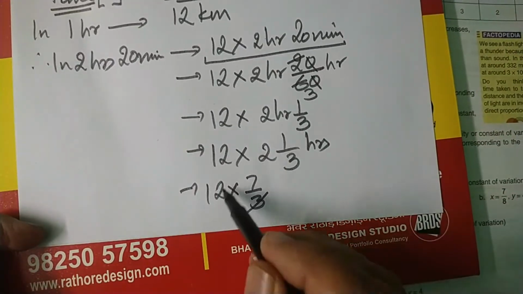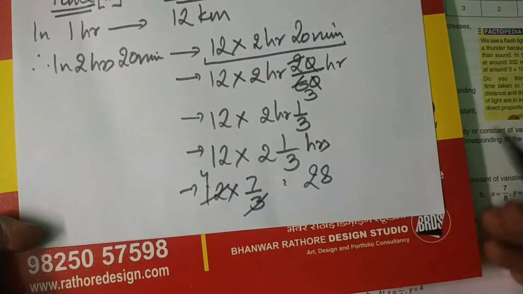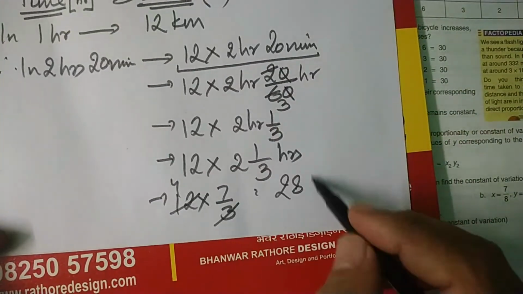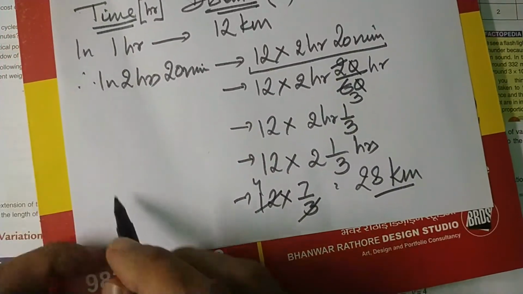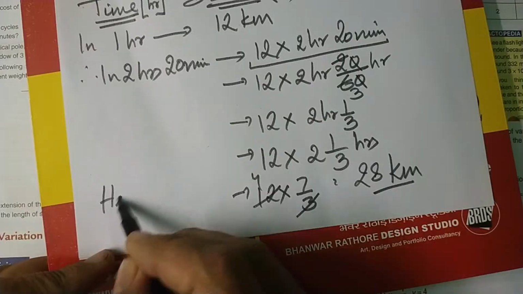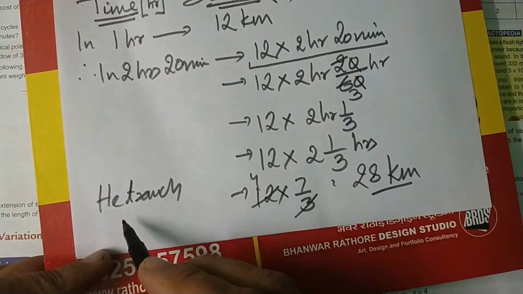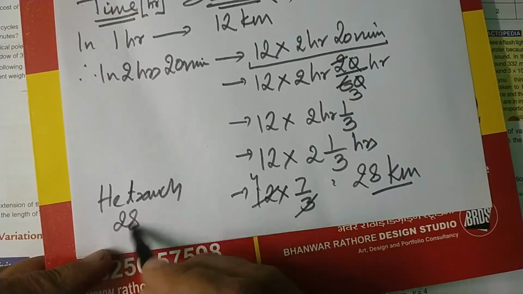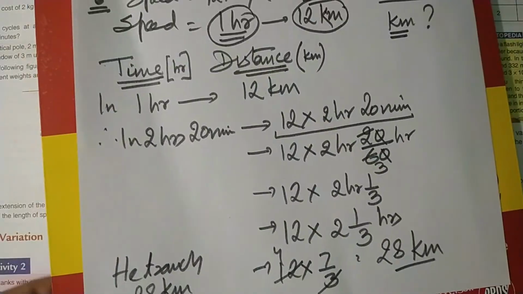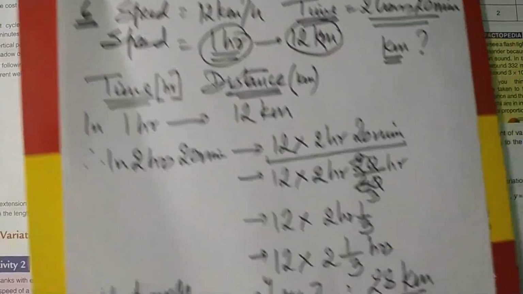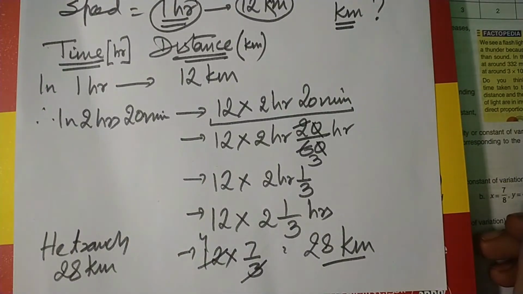So the answer becomes 28. 28 what? Kilometer. So your answer will be, he travels 28 kilometer. He covers 28 kilometer in 2 hours 20 minutes.